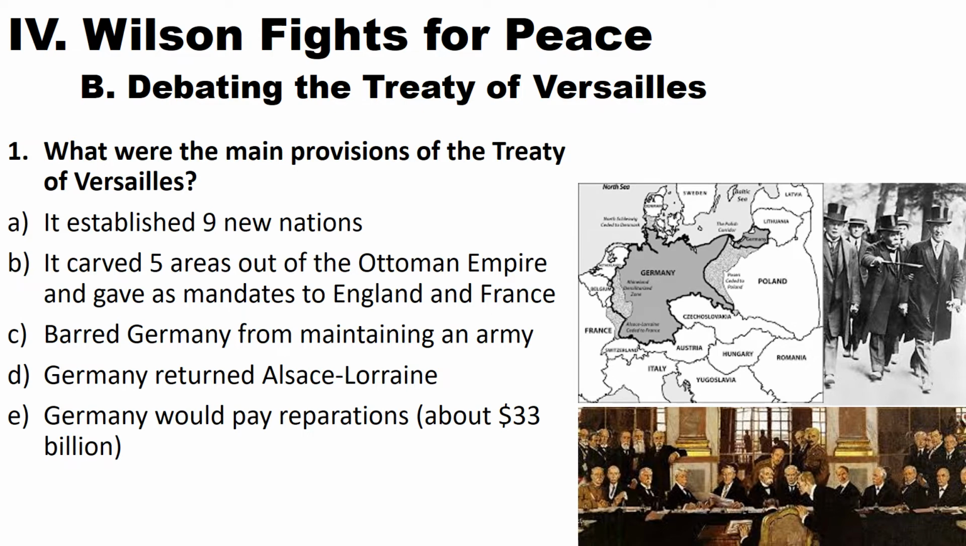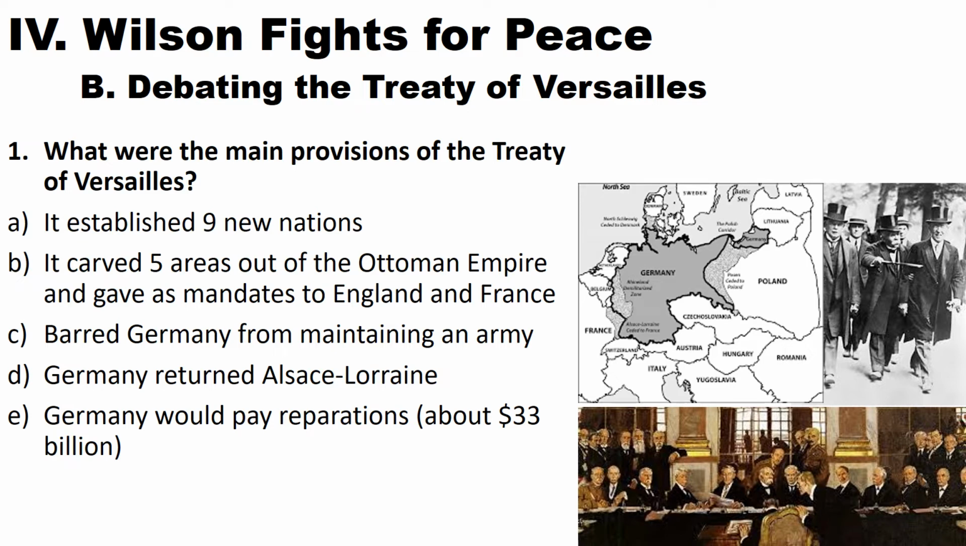The Treaty of Versailles established 9 new nations, including Poland, Czechoslovakia, and Yugoslavia, and shifted the boundaries of many other nations. It carved out 5 areas of the old Ottoman Empire and literally gave them to France and Great Britain as what they called mandates or temporary colonies. Since Wilson had an issue with the word colony, they changed it to mandates, which is kind of like a protectorate.